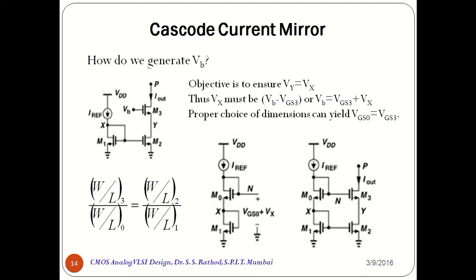So here our primary objective is to ensure that Vy is equal to Vx. Thus Vx must be Vb minus VGS3, or you can say that Vb must be equal to VGS3 plus Vx. So if we use the proper dimensions, then it is possible to have VGS of 0 equal to VGS of 3.